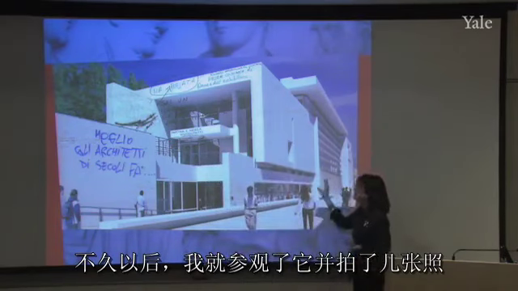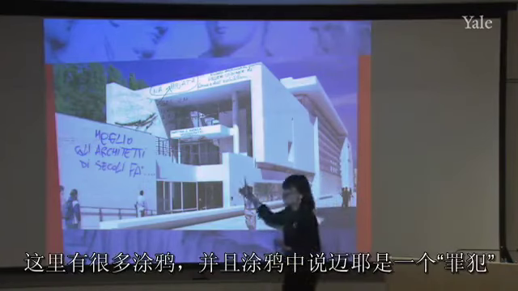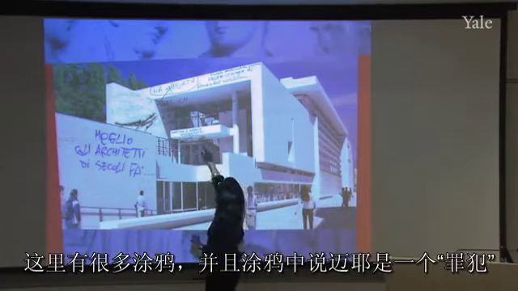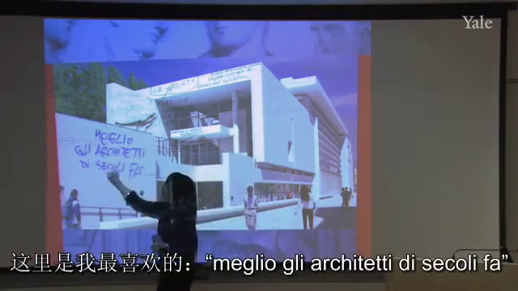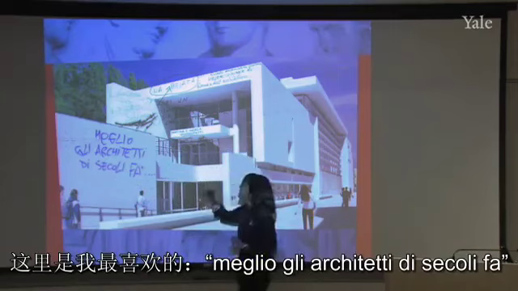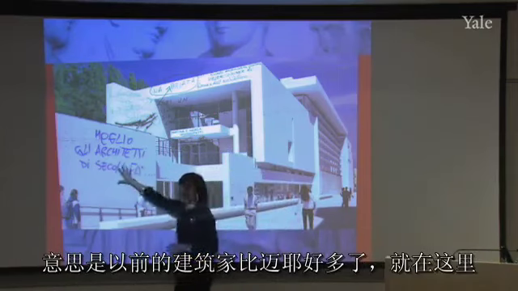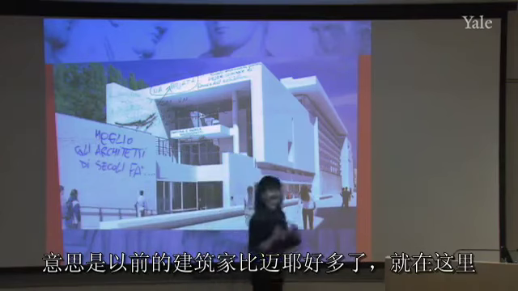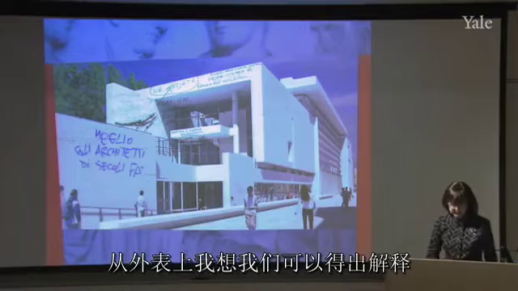And in fact, when it first opened in 2006, and I was there not long after, I took some photographs of pictures of the building that were outside that graffiti had been added to, and they call it the Meyer Criminale. And over here, this is my favorite. It says "Meglio gli architetti di secoli fa," meaning those architects of the past were a lot better than Meyer, is the message here.